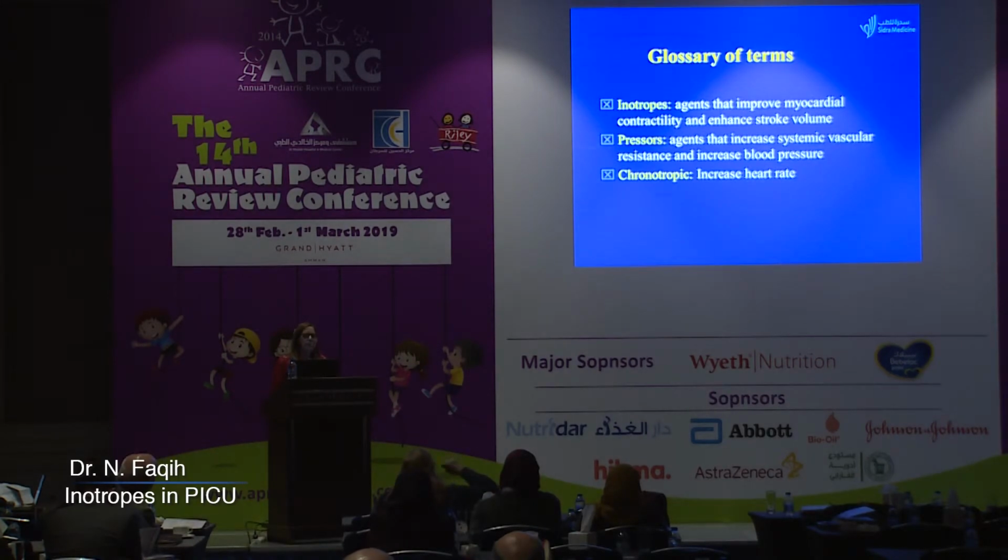When we say the word inotropes, what does the word inotrope mean? Inotrope is any medication that will improve myocardial contractility and it will enhance stroke volume. Pressors are, on the other hand, medications that will actually improve the vasomotor tone and it will increase the systemic vascular resistance. And a lot of times we use those words interchangeably, but actually they're not interchangeable. Some of the drugs can be inotropes and pressors at the same time, and some of the drugs are pure pressors, and some of the drugs are pure inotropic medications. Chronotropes are medications that are actually used for increasing the heart rate.